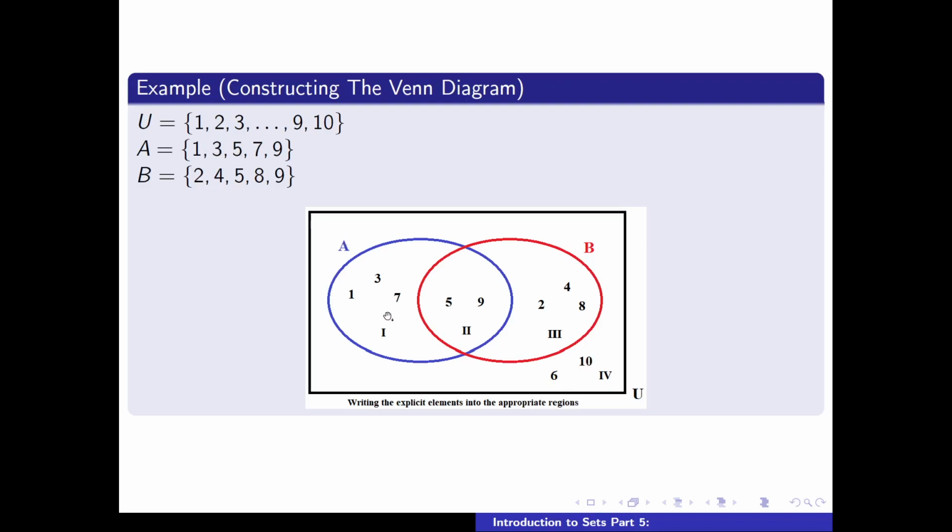So as a check, we can count through to make sure that we've placed all 10 elements from the universal set in their appropriate regions. So we see 1, 2, 3, 4, 5, 6, 7, 8, 9, 10. That's all the elements that have been placed. Nothing was placed in multiple regions. So we have completed our construction. Now we're going to use this construction to answer the questions that we had on the previous slide.